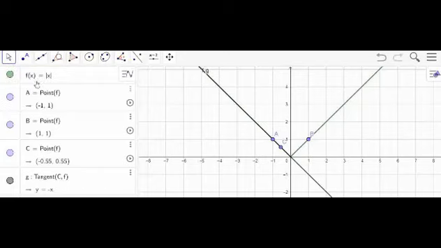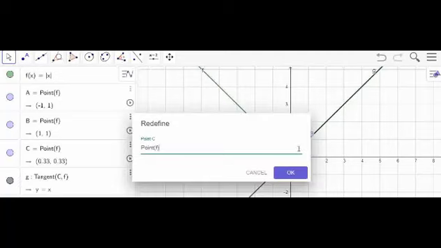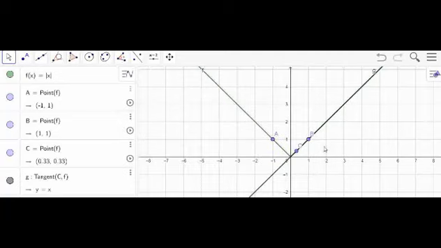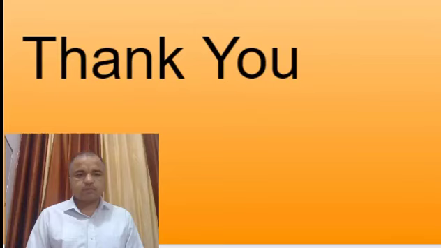Now we will move this point C along the curve from -1 to 1, and we see there is no point where the tangent is parallel to the x-axis, which shows that Rolle's theorem fails to hold for the function f of x equals mod x in the interval -1 and 1.